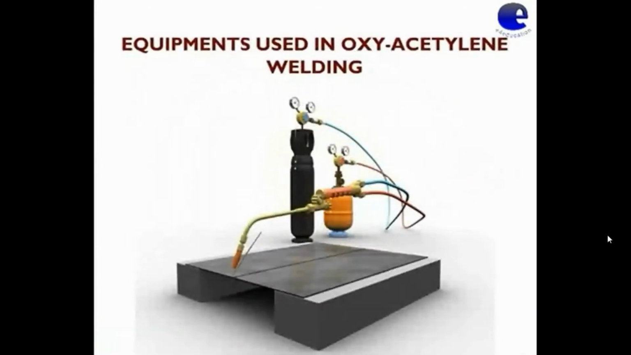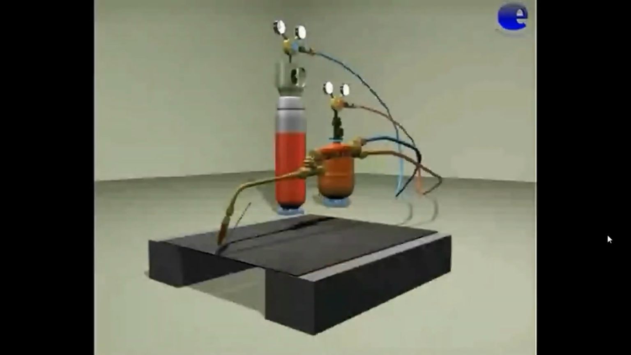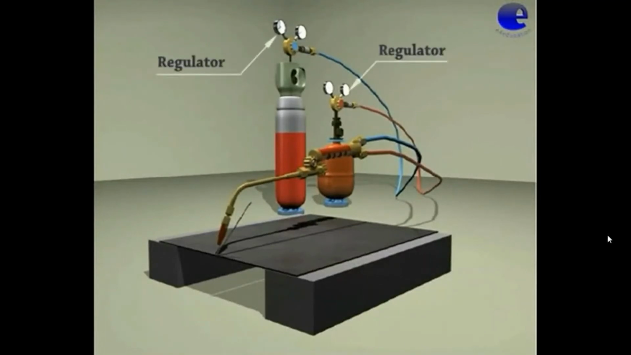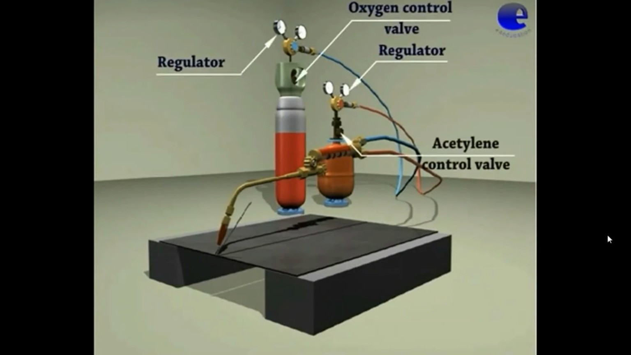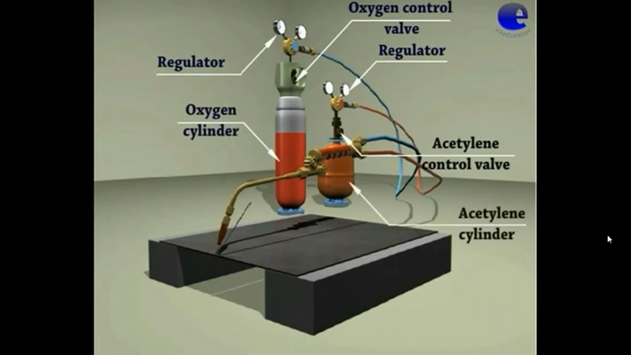Equipment used in oxyacetylene welding. The oxyacetylene welding equipment is as follows: regulator, oxygen control valve, acetylene control valve, oxygen cylinder, acetylene cylinder, hose, and welding torch. These are all the equipment commonly used in oxyacetylene welding.